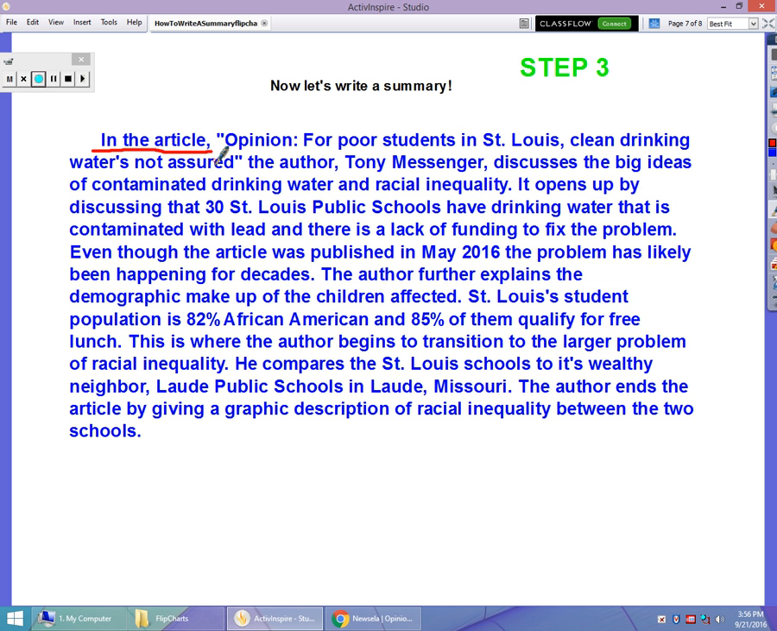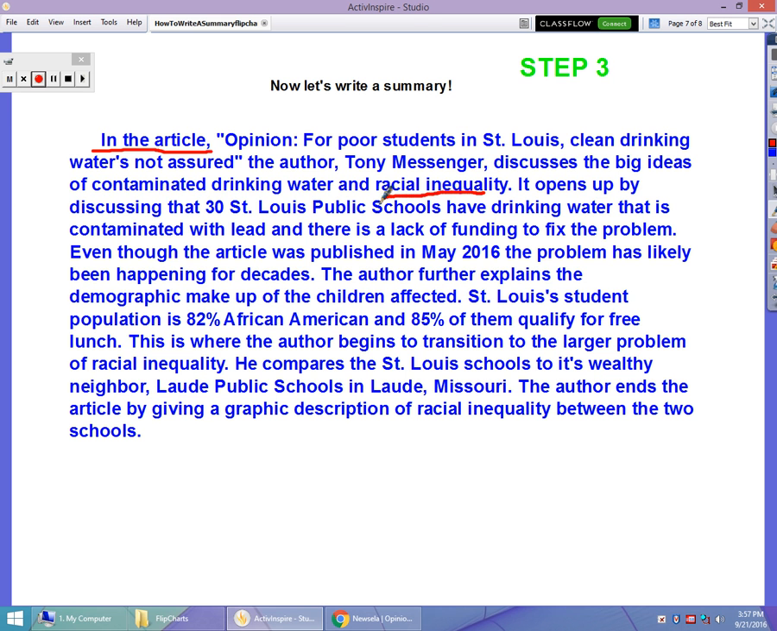You can always start off with in the text or in the article or in the book, and then immediately give the title of the text that you're working with. You can also automatically link it to the author. And then here are our main ideas. So in the article, "Opinion: For poor students in St. Louis, clean drinking water is not assured." So there's the text title. The author, Tony Messenger, discusses the big ideas of contaminated drinking water and racial inequality.